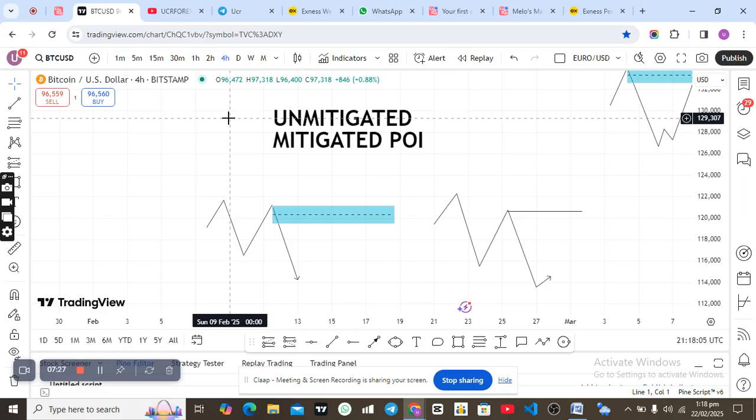It all depends on the English name or the terminology that you are very good at pronouncing. Do you understand? All these things are the same. So we'll be talking about the unmitigated POI and the mitigated POI.